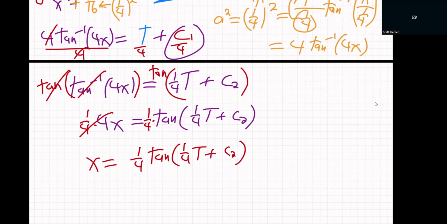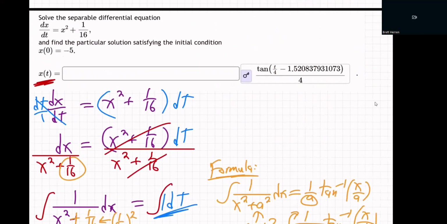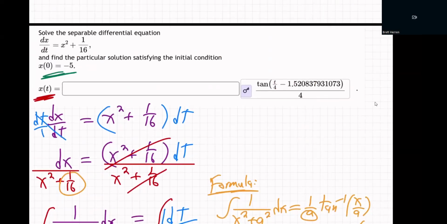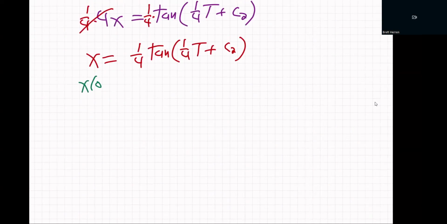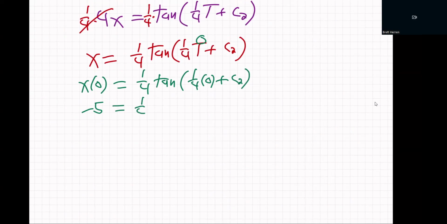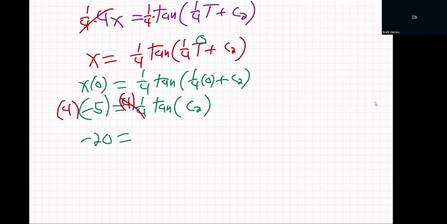But now, so there's that information. Now we're going to plug in the initial information. See what's right here. X of 0 is -5. So x of 0 is -5. So plug in 0 here for t. Tangent of 1/4 times 0 plus constant 2, which is tangent of just constant 2, right? So multiply both sides by 4. Cancels that out. So we get minus 20 is tangent of constant 2.